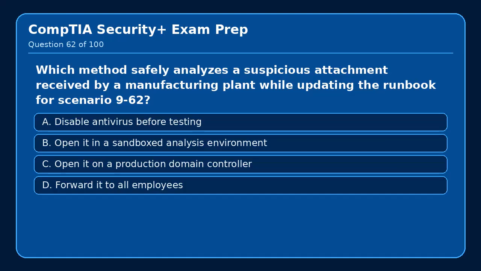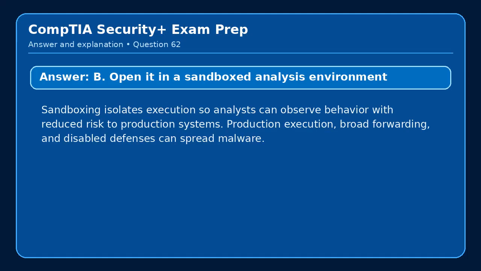Question 64. Which automation helps a managed service provider respond consistently when phishing is reported during a... The answer is B. A SOAR playbook that enriches, quarantines, and opens an investigation ticket. SOAR playbooks automate repeatable response steps and reduce delay during common incidents. Unstructured manual processes, disabled gateways, and exposed passwords undermine response quality.